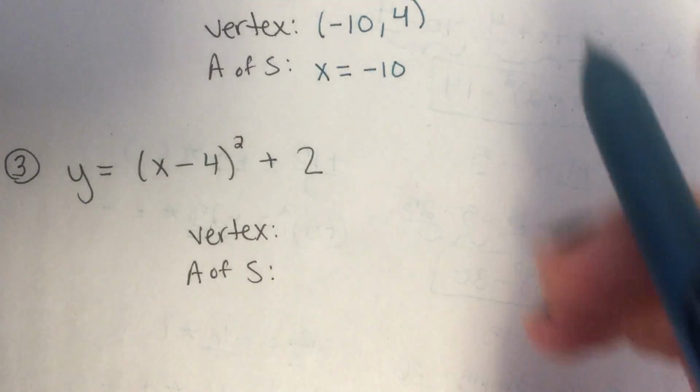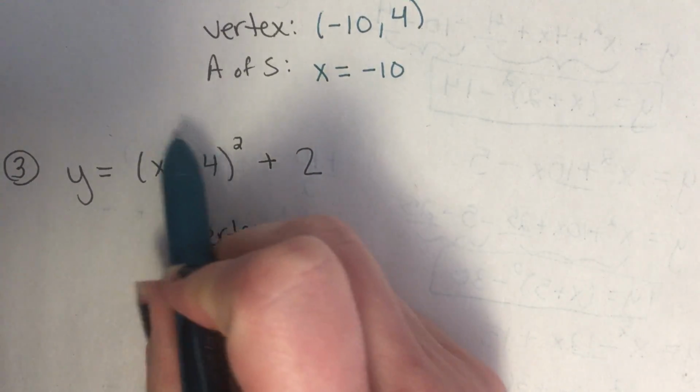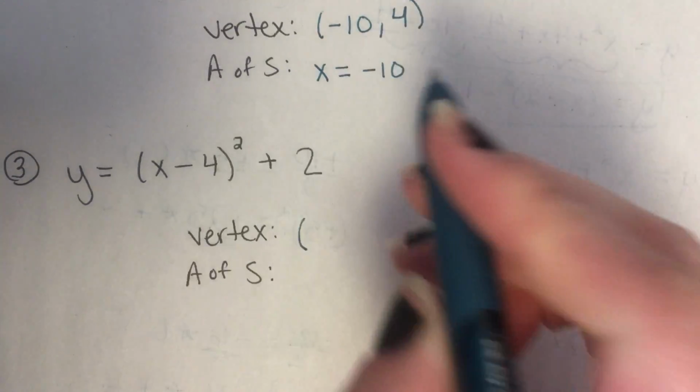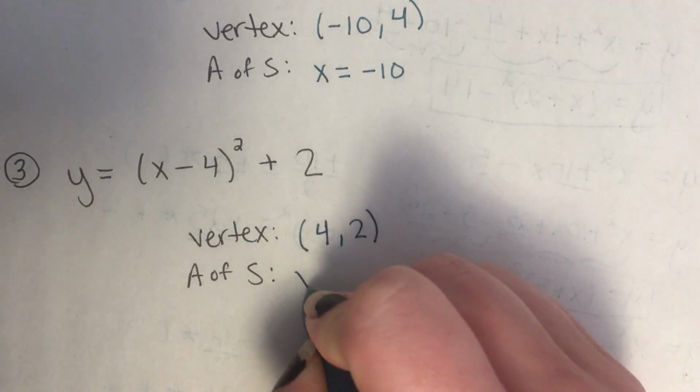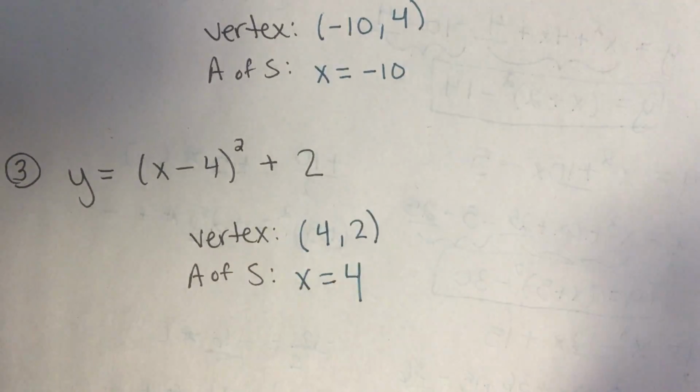My last example, my vertex once again has to change signs for the x. So instead of negative 4, it's a positive 4. And my 2 will stay the same. My axis of symmetry, x equals 4. That's all.